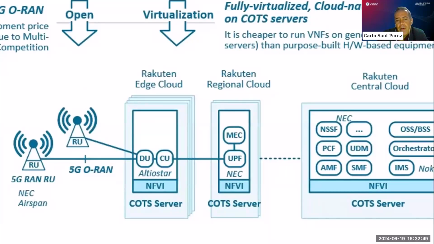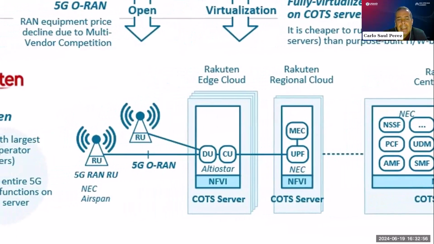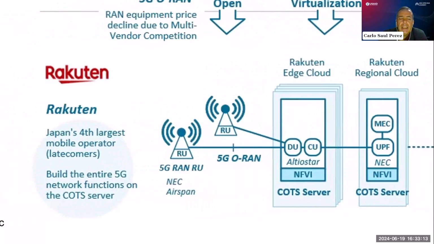Functions for the control and user plane functionalities in a core server, all in a regional cloud, and also in the edge cloud. All of these RAN functions, like the CU and the DU, deploying Open RAN, or using the Open RAN specification to deploy different kinds of sites all around the country in Japan, becoming one of the first deployments for Open RAN.